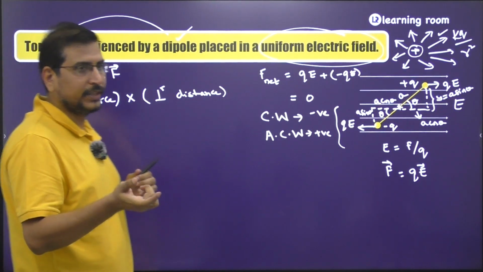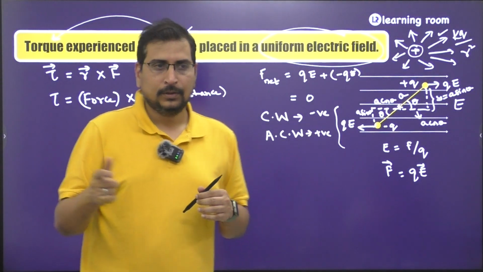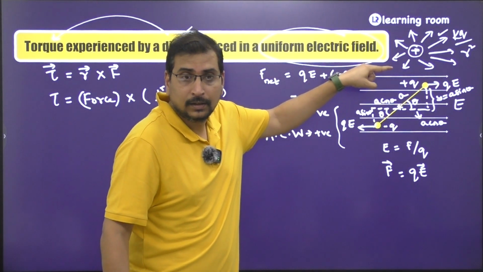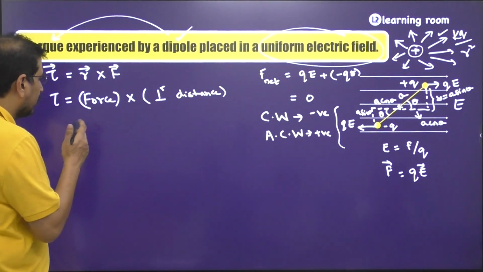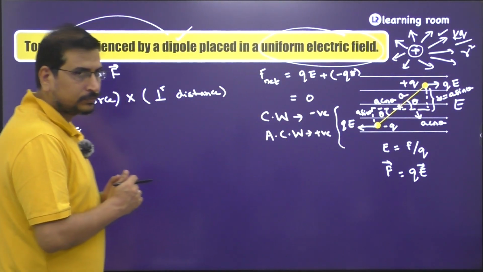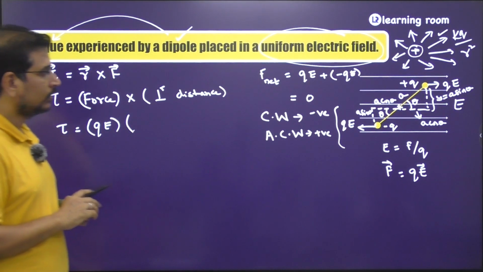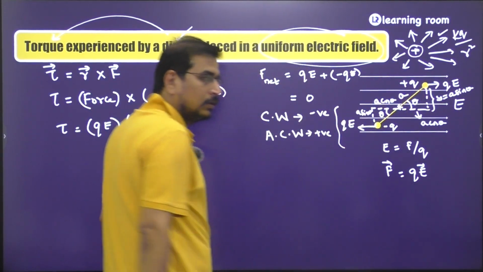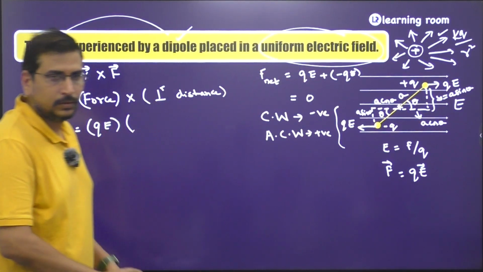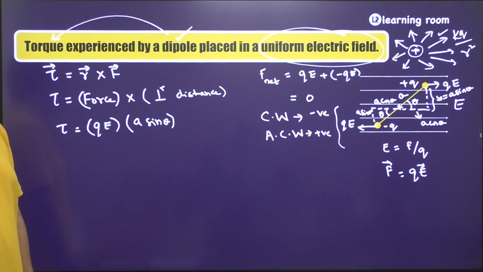So, force into perpendicular distance. Whenever you speak about distance, throughout your physics or math, you always need to speak about a reference point or a reference line. So, here perpendicular distance from where? From the point of application of force to the axis of rotation, right? So, having said this, what is going to be the force? This QE is acting at a distance of a sin theta. Am I clear with this?